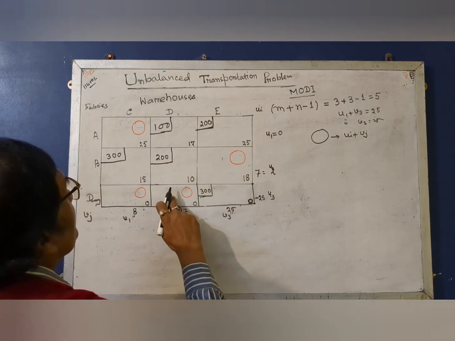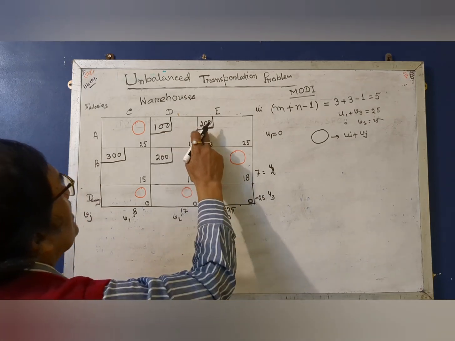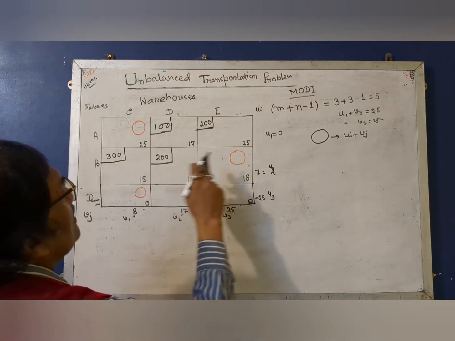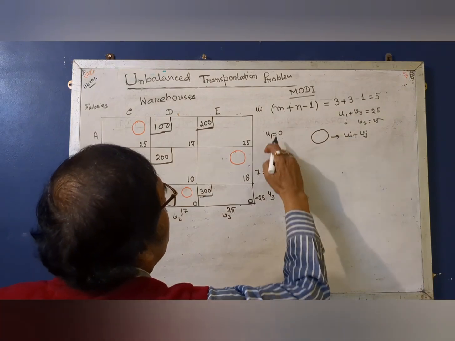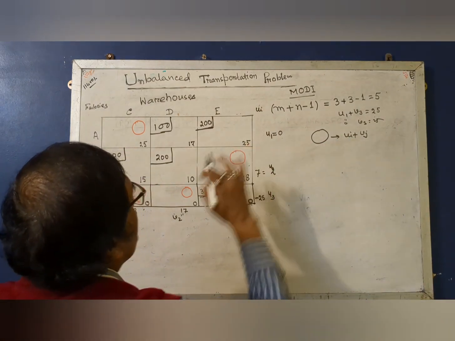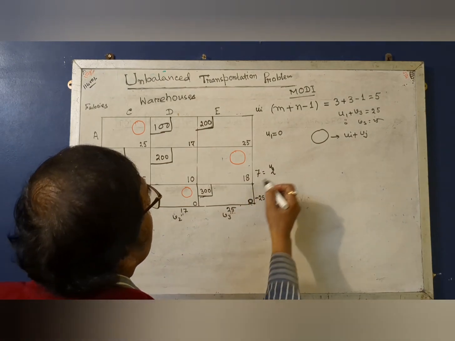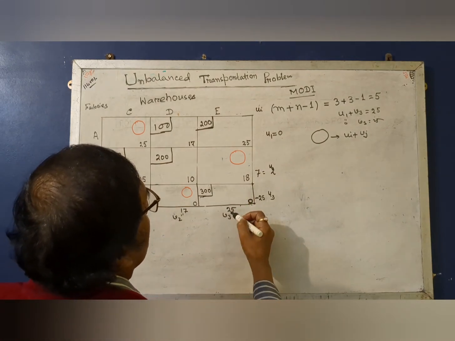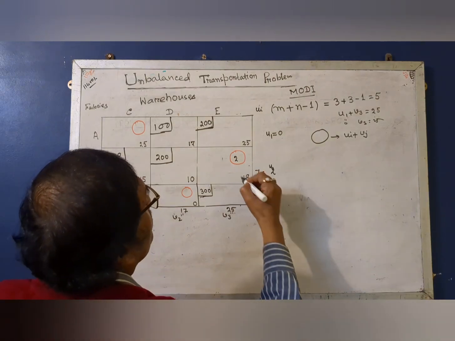These are the non-basic cells, where basic allocations are not available. These are the basic cells where basic allocations are there. That means you have to find Ui plus Vj with the help of dual variables and note it down in the circle. What will be the value? Ui plus Vj means this plus this: 25 plus 7, that means 32.